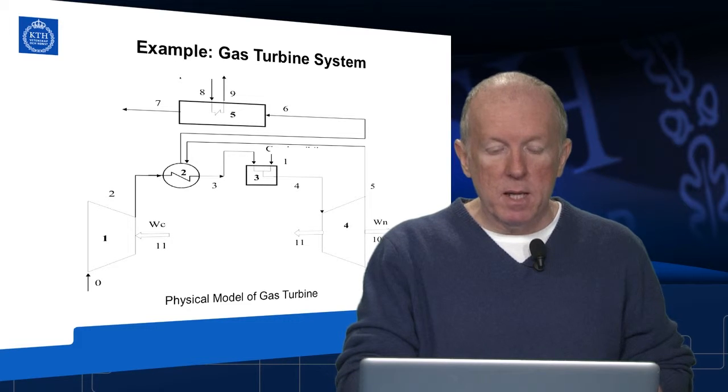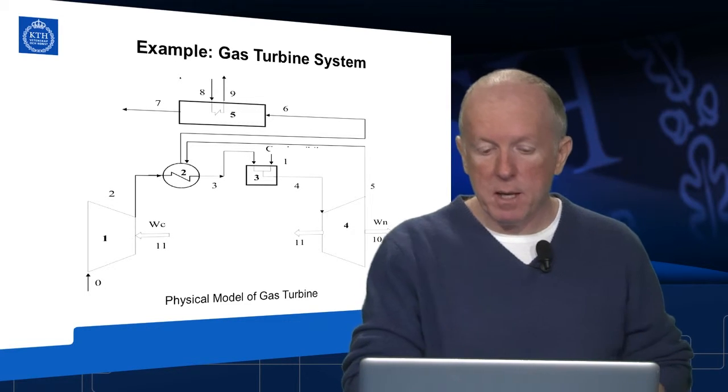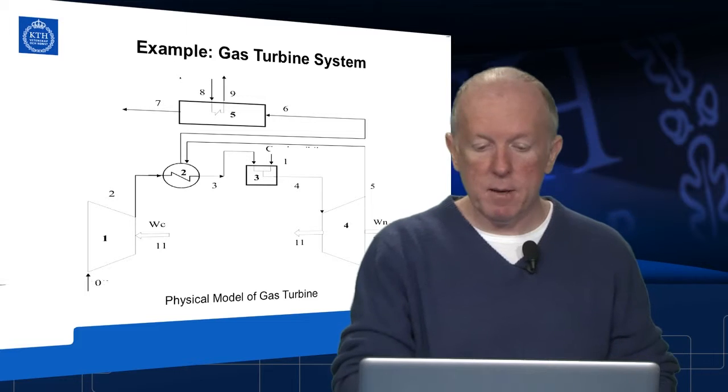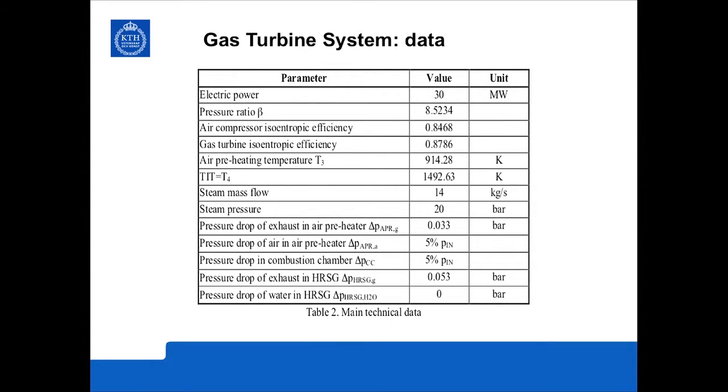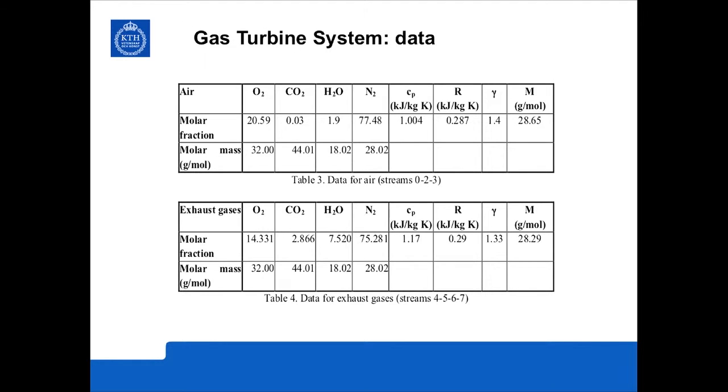So the example in this case is the already existing gas turbine system. We know it very well. These are, as usual, the technical data of this system, which we have seen several times in this module. These are the data of the streams of the system, so the air and the exhaust.